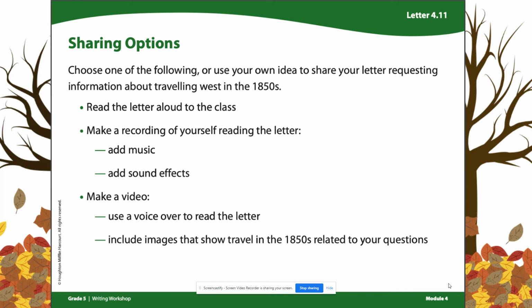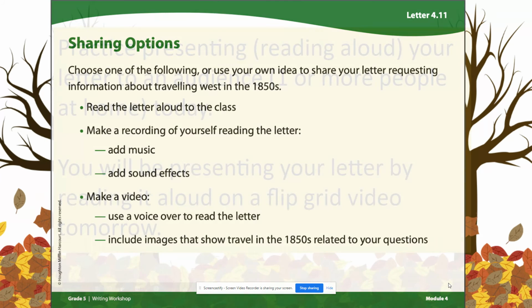What are some other ways that you could share your work? You could write down your ideas on other ways to share your work in your writing journal. Okay, did you think of any other ways to share your work? Good.